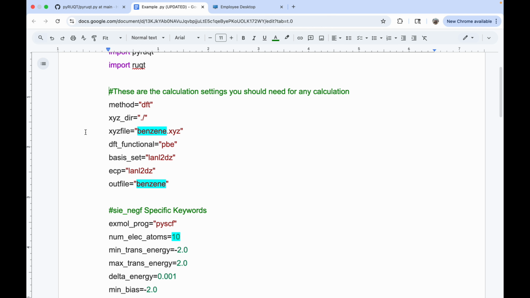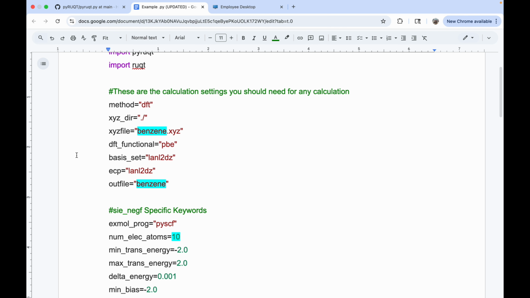The next thing is the basis set, which is the equation or the setup that the calculator will use to calculate the molecular orbitals in your system. For systems that have gold, we commonly use LANL2DZ, and for systems with aluminum or that is a biomolecule, we'll often use a different basis set. The next is the ECP, or effective core potential. If you are running a calculation with LANL2DZ, you will need to set your ECP to LANL2DZ.